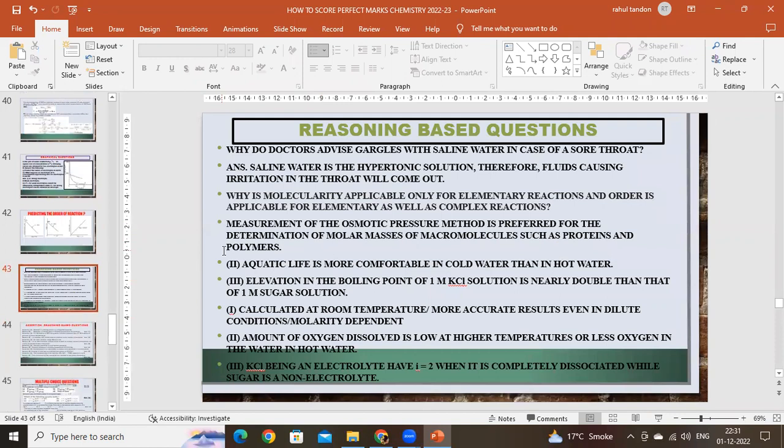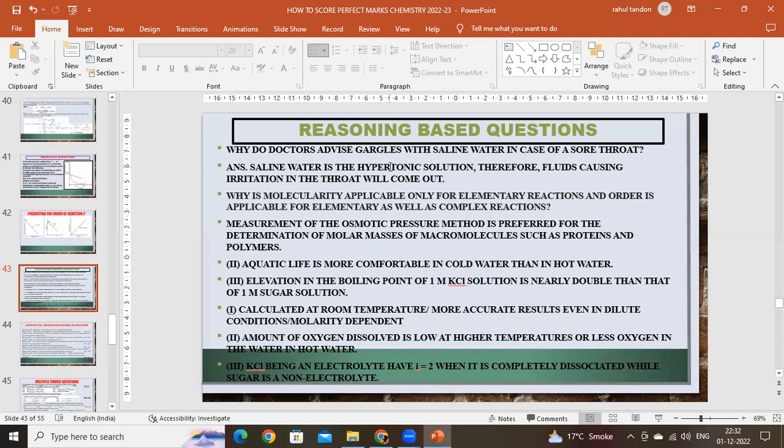Then the questions basically like reasoning based questions. Why do doctors advise gargling with saline water in case of a sore throat? Because it is a hypertonic solution. Why is molecularity applicable only for elementary reactions and order is applicable for both? We know that molecularity is basically the number of atoms, molecules or ions that are participating in the slowest step, or the rate determining step.